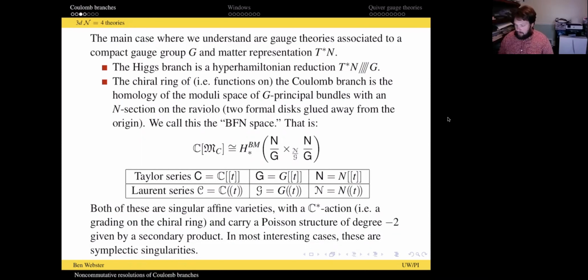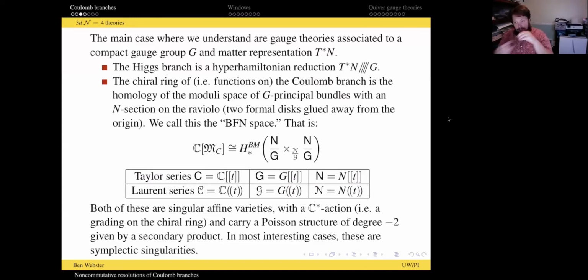And I can write that as a fiber product. So if I look at the moduli space of principal bundles on a punctured disk, then my section gives me an element of Taylor series valued in this representation N. And then I have to look at gauge equivalence. Doing that requires choosing a trivialization of the principal bundle. So I have to mod out by Taylor series in G.